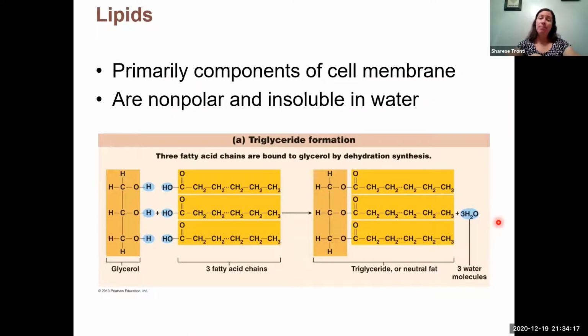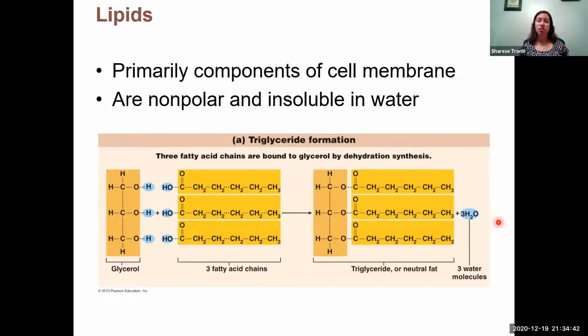All right, next is lipids. Lipids are the primary component of the cell membrane. Most lipids are non-polar, and anything that's non-polar is insoluble in water. So keep that in mind as we go forward. Anything that's non-polar is insoluble. Okay.